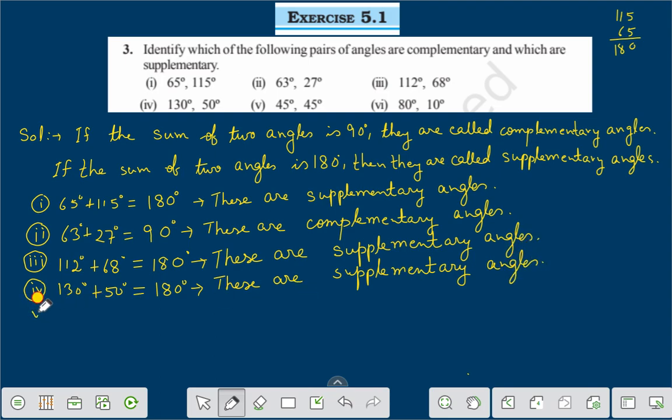Now question number 5 is 45 degrees plus 45 degrees. 45 plus 45 is equal to 90 degrees. Therefore, you can say that these are complementary angles.